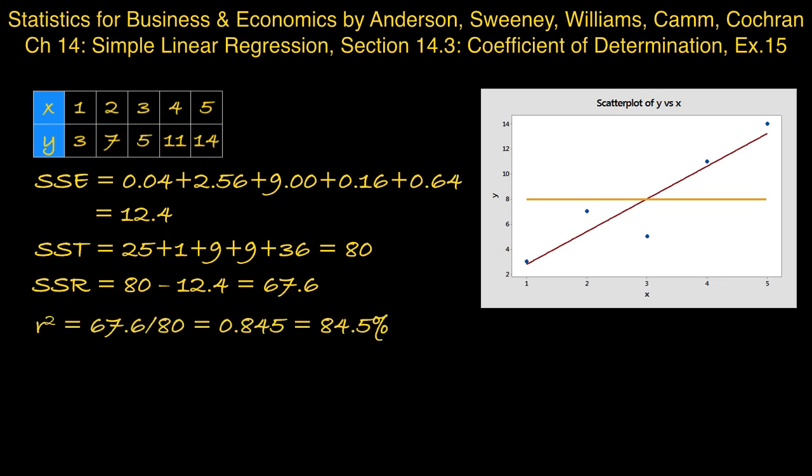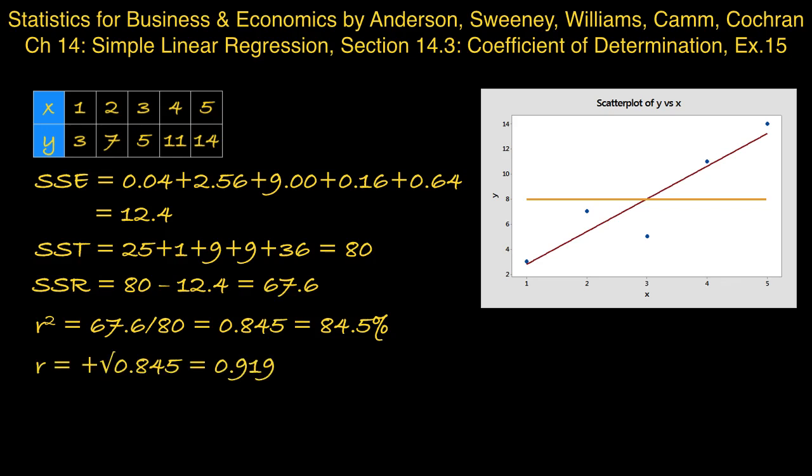And then the coefficient of determination, also known as r squared, is the ratio of the sum of squares due to regression and the total sum of squares. And that comes to 0.845, and this is more commonly turned into a percentage, and we say that r squared is equal to 84.5% for this data set. 84.5% of the variation in y can be explained by this simple linear regression relationship.